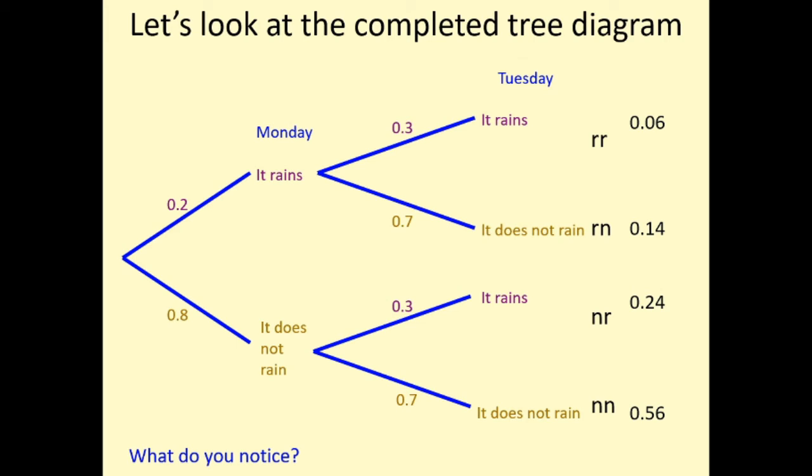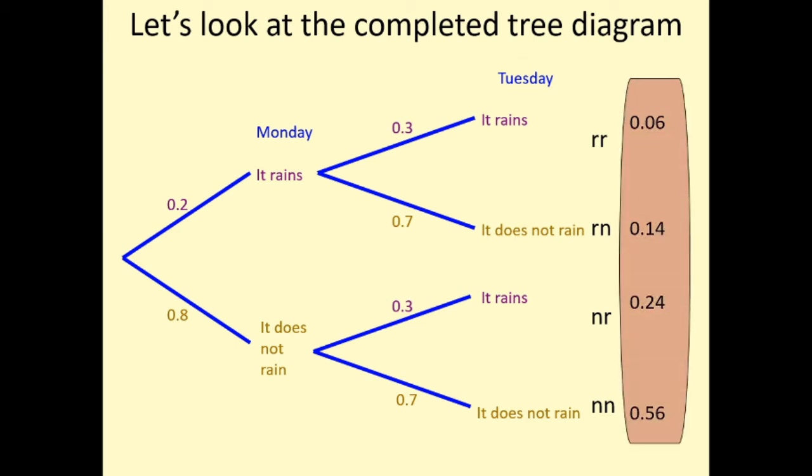Okay, and double check as well, because if I add them all up, this must equal 1. Okay? And if you notice, none of these are the same, okay, which is slightly different to the dependent events that we just did. Okay, let's try and do a different one.